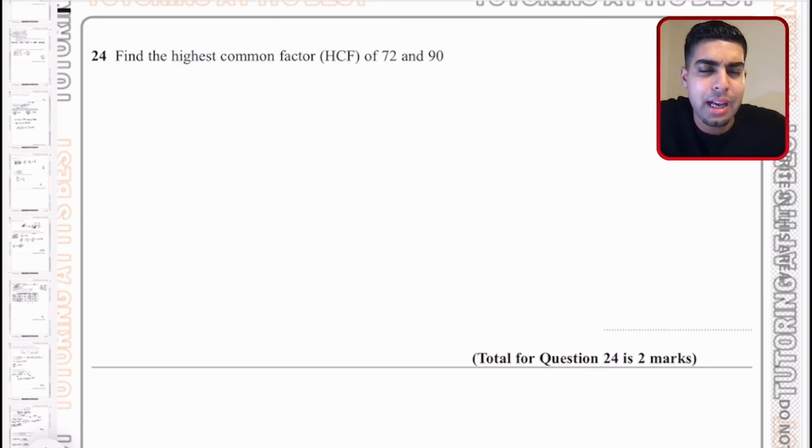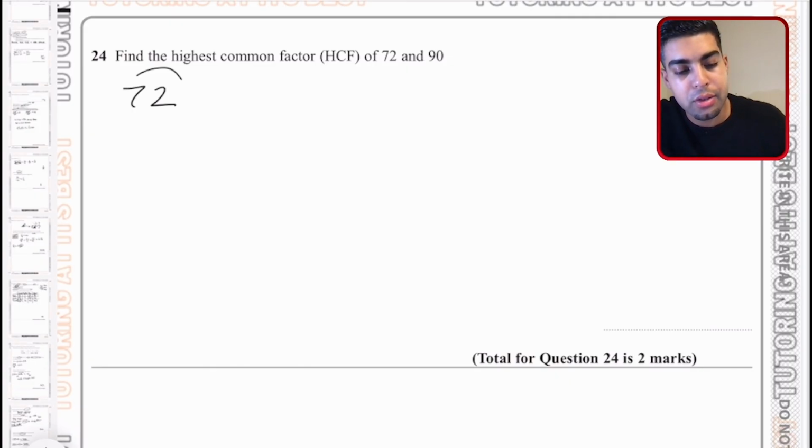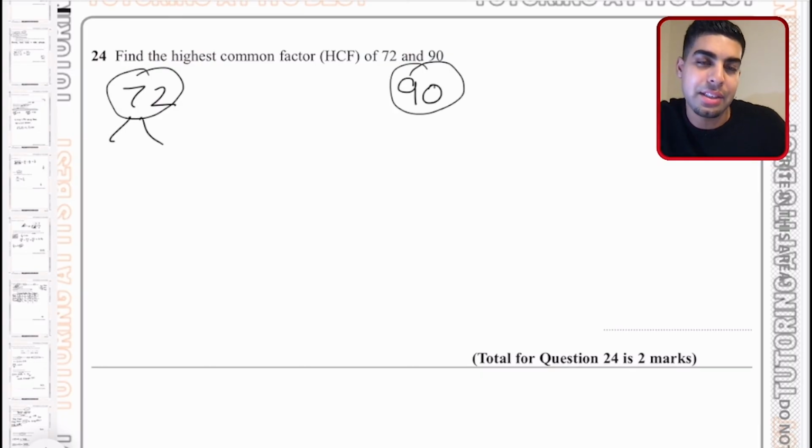And I'm going to take a little bit of time here just to show you guys the tips and tricks on how to work out both the HCF and the LCM. So it starts off with asking us the HCF of 72 and 90. So I'm going to go for 72 and then I'm going to go for 90. And I'm going to make my factor tree.